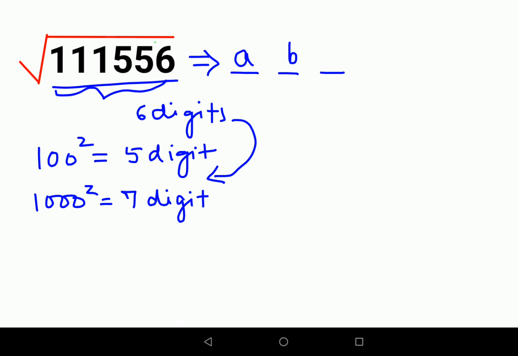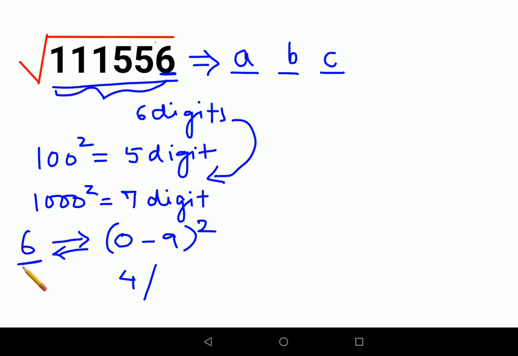Okay, now let's call the digits A, B and C. First thing we can do is try to understand what will be the value of C. Now C is the last digit, so we just need to focus on the last digit. The last digit is 6. So we need to check from 0 to 9 which number's square gets you a 6. You will realize that either 4, because 4 square is 16, so the last digit is 6, or 6 square, which is 36. Again the last digit is 6. So I can say that the value of C will be either 4 or 6. Till now we could figure out this much.